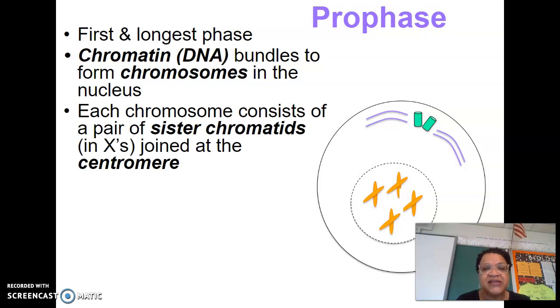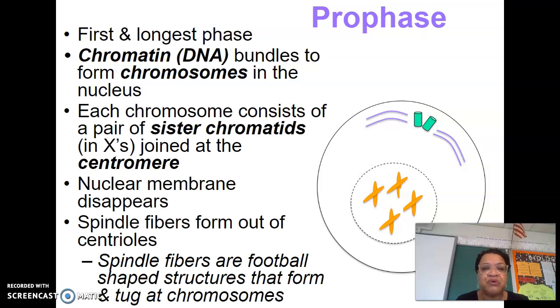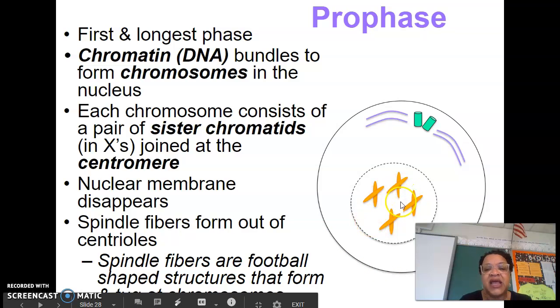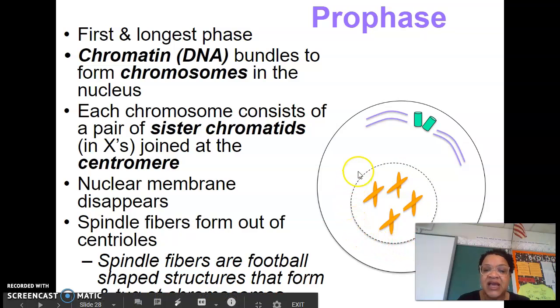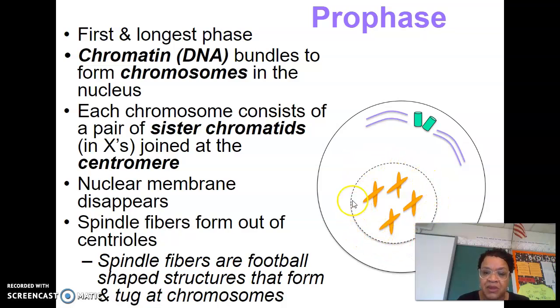So the first phase of mitosis is prophase. It's the first and longest phase. We no longer have chromatin in the nucleus. Now we call it chromosomes. Each chromosome consists of a pair of sister chromatids. They are joined in the center at the centromere. The nuclear envelope, remember how clear it was in interphase, is now starting to break down. And the spindle fibers form out of the centrioles. Please draw prophase in your notes also.